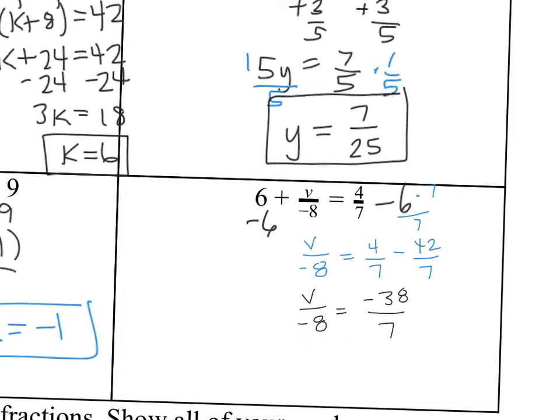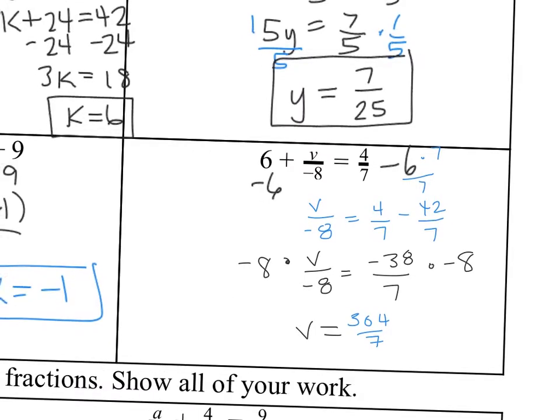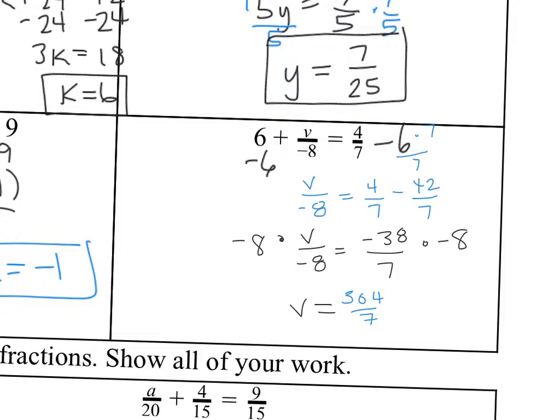To solve, I'm going to multiply both sides by negative 8, because that's my denominator. So v equals, now nothing's going to reduce because I can't reduce diagonally this way and I can't reduce vertically. So it's not going to reduce. So I need to do 38 times 8, which is 304, over 7. Because there are fractions in the problem, I want to leave my answer as a fraction. That's kind of a rule. If the problem starts with a fraction, end with a fraction. If it starts with a decimal, end with a decimal.